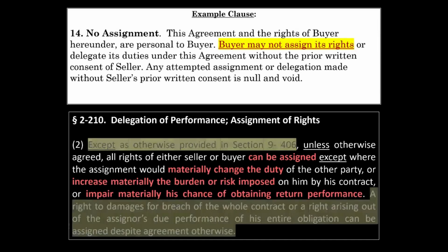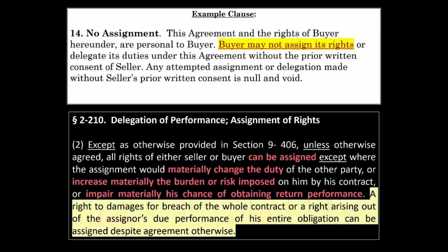The other limitation imposed on no assignment clauses is found in the last sentence of subsection 2. This limitation is substantially less consequential than the first. It reads that a right to damages for breach of the whole contract, or a right arising out of the assignor's due performance of his entire obligation, can be assigned despite agreement otherwise. So, when what is being assigned is not the right to performance, but the right to payment of damages for breach, then the right may be assigned despite the parties' agreement to the contrary.